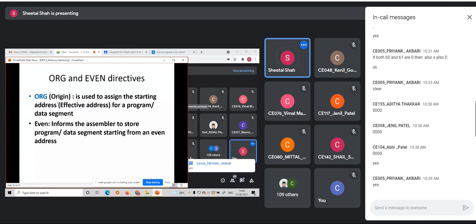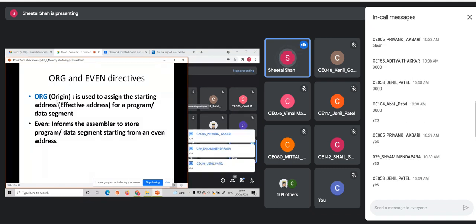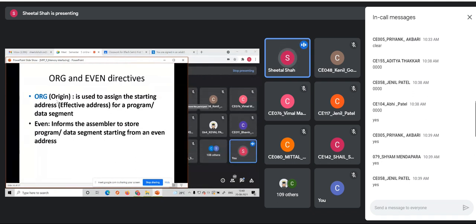So you can change the effective address or the offset value of any variable, and you can even start your code segment with some other offset value instead of zeros. You can use this ORG, that is the origin. It is used to assign the starting address for a program or a data segment. There is one more assembler directive, EVEN.